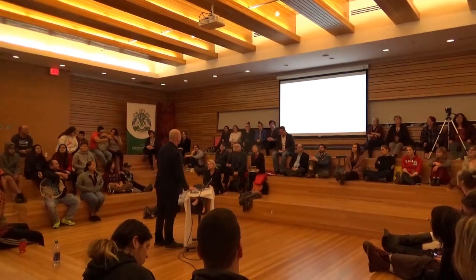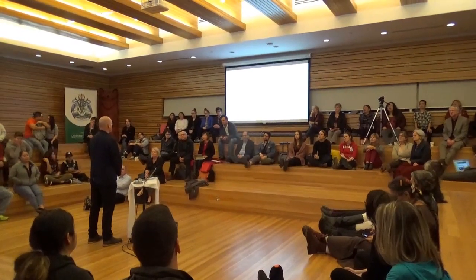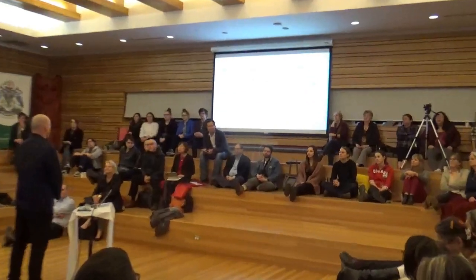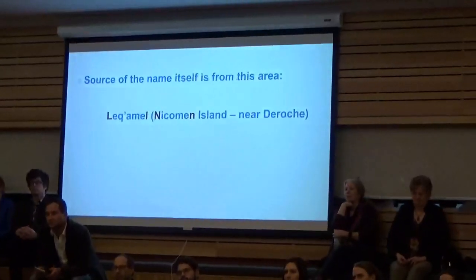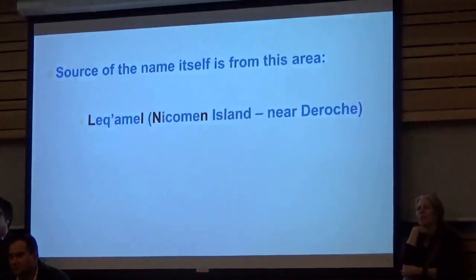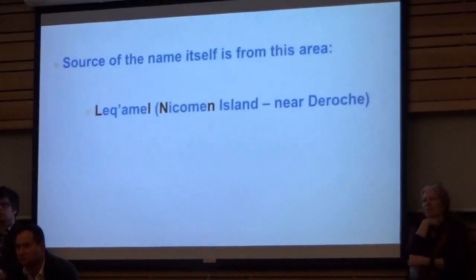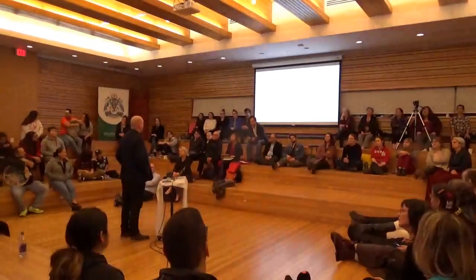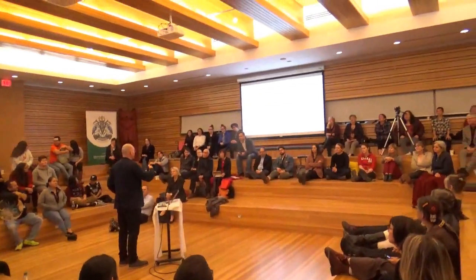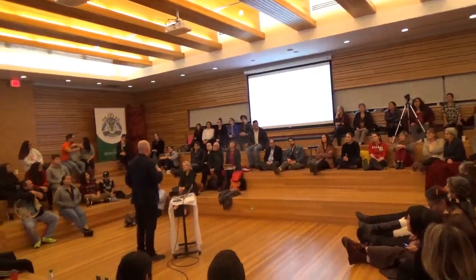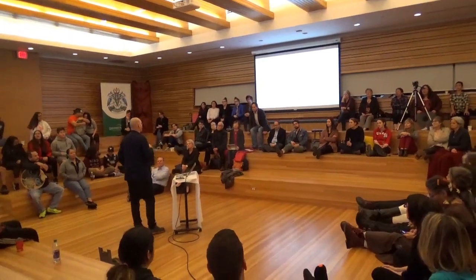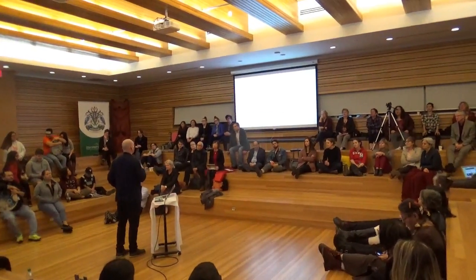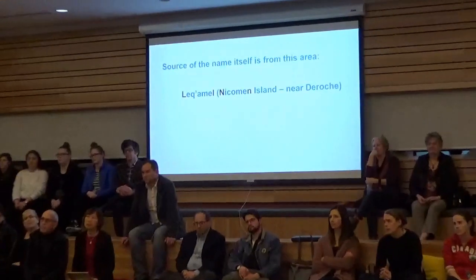become L's. According to the dictionary developed by Tom Hukari and Brent Galloway, it is from the word for Nicomen Island near Deroche. I guess it's not far from here. You see it's Nicomen Island reflecting not that long ago, in the older form of Salish, it would have had N's, but those N's became L's, so it would have been something like Nicamen becoming the camel.